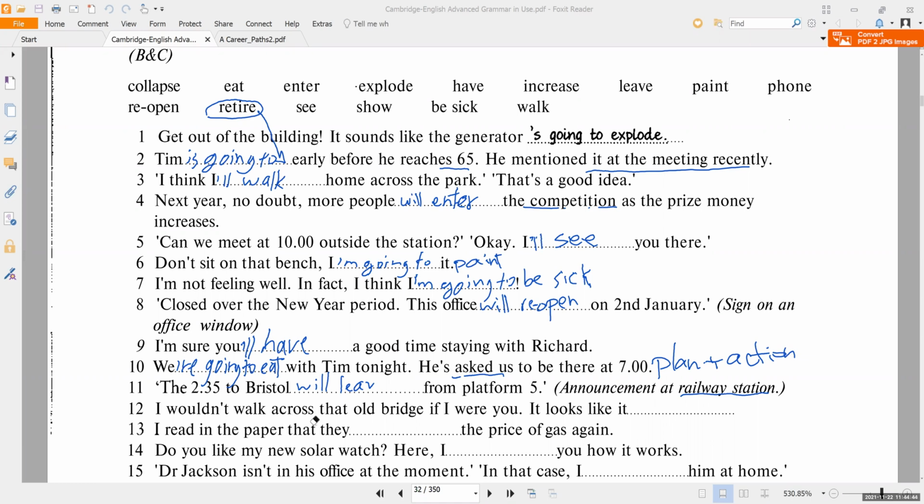I wouldn't walk across that old bridge if I were you. إذا هنا واحد يحذر صاحبه يقول له لو كنت في مكانك لن أعبر على هذا الكوبري. ليش؟ يبدو عليه it looks like it's going to collapse، سينهار.